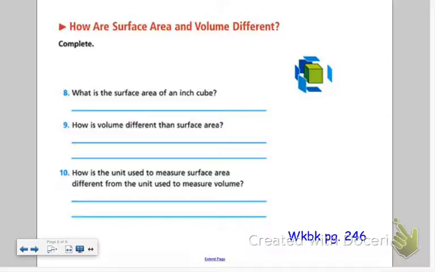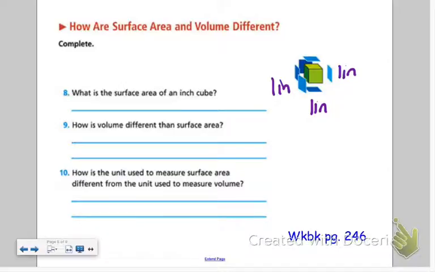So how are surface area and volume different? We talked about surface area in Unit 4. Take a look at this cube here. Let's say that this is a cubic inch. That means that it's 1 inch long, 1 inch wide, and 1 inch high. Well, the volume of it would be 1 inch cubed, or 1 cubic inch. That's how much space it takes up.